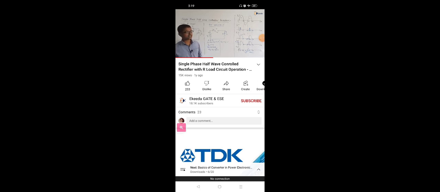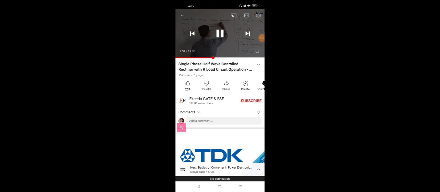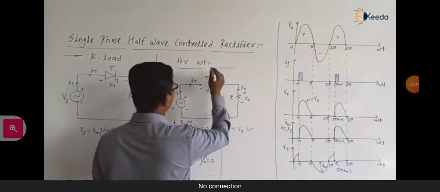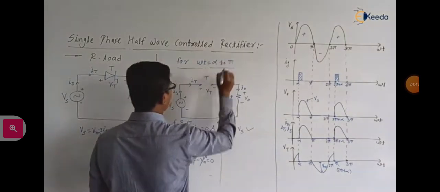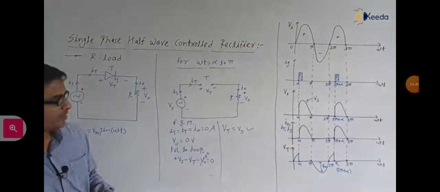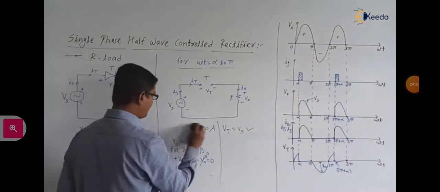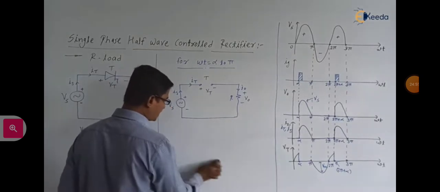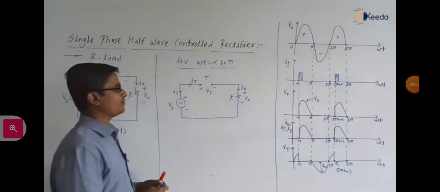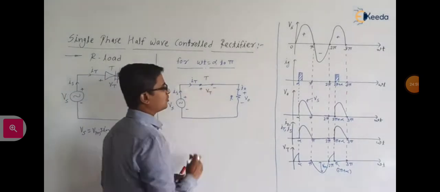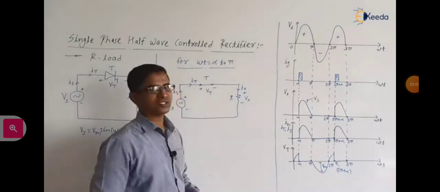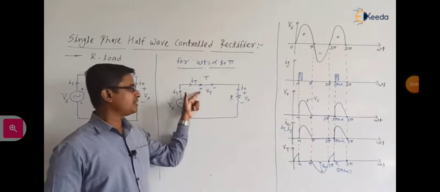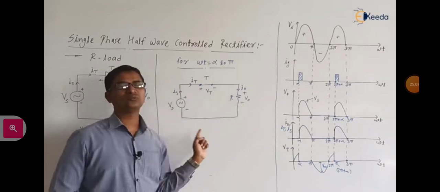Next, let us discuss omega t between alpha and pi. At omega t equal to alpha, we apply the gate signal to the thyristor, so the thyristor will turn on at alpha. The thyristor will act as a short circuit. Once it acts as a short circuit, current will flow from Vs through the thyristor and load and back to Vs. In this loop the current will be flowing.